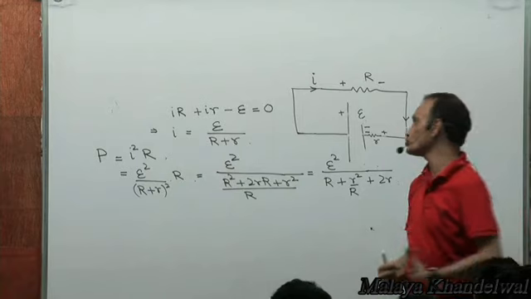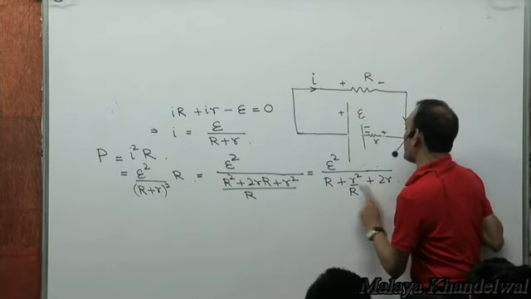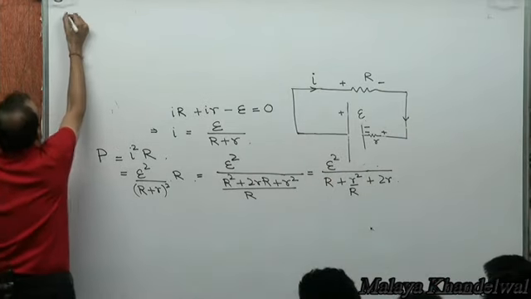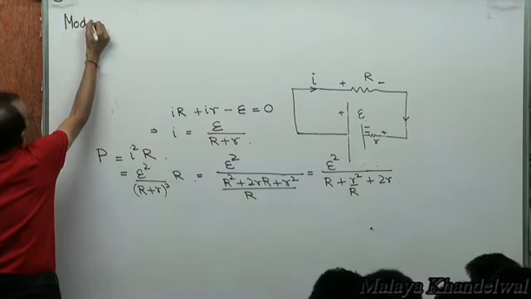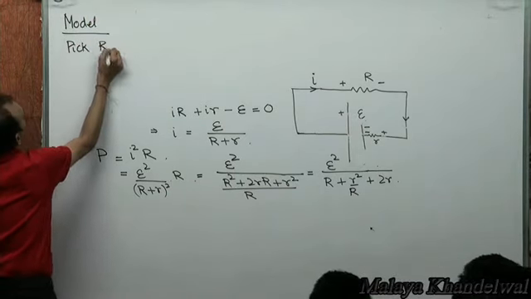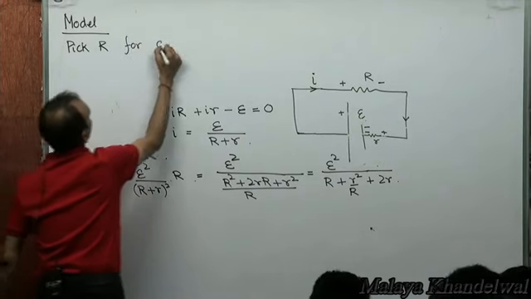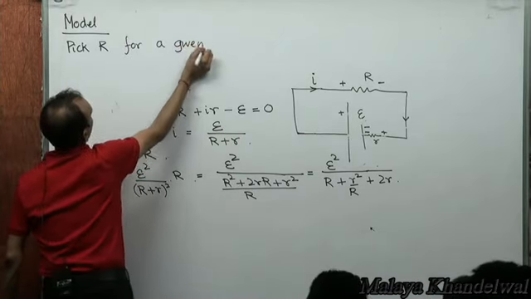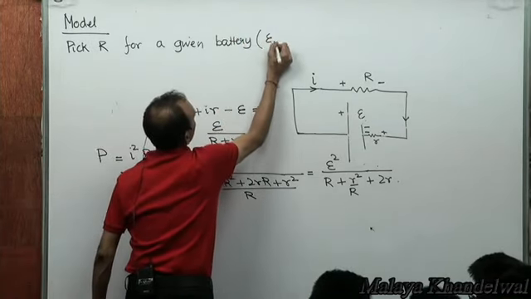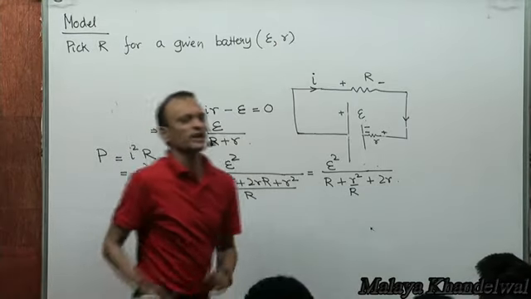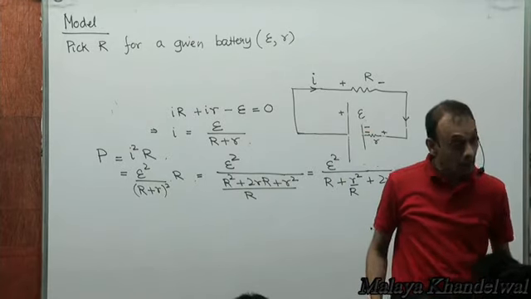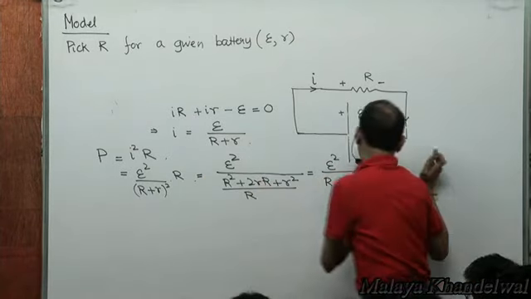Now what is it that I want to do? I want to pick a value of capital R that will maximize P. This is the model that I want to create. What am I trying to model here? Pick R for a given battery. When I say given battery, that means given epsilon and given internal resistance. I can't do anything about the epsilon and internal resistance of the battery, but I have control over the load R, capital R.